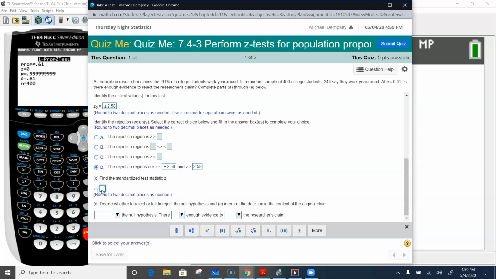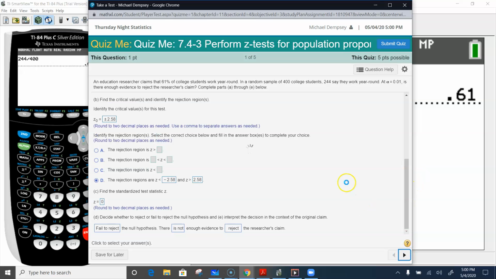So we get a test statistic of 0. It's definitely not in the rejection region, so we would fail to reject the null hypothesis. When we don't reject a null, it's because there is not enough evidence to reject his claim. His claim was that it equals 61%, and we didn't have any evidence to the contrary.